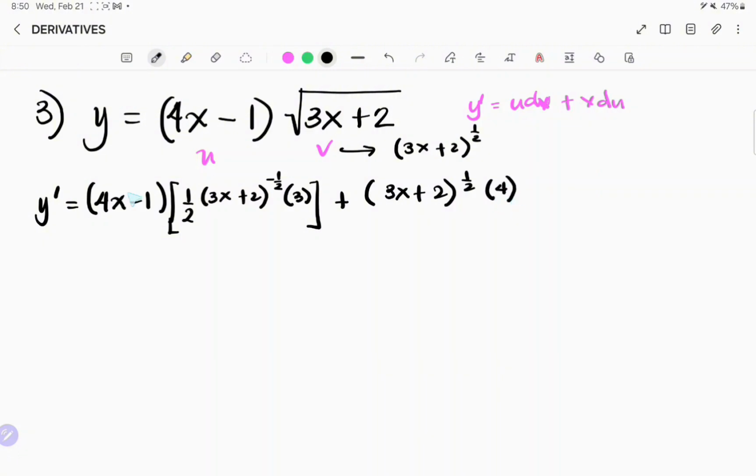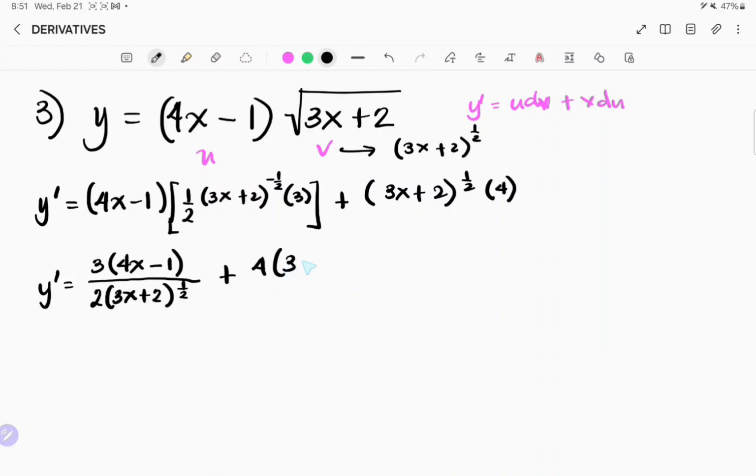So let's simplify the whole first term. Y prime is equal to, so we have our denominator here, 2, and we know that the exponent of 1 half is negative. We have to put it down in the denominator. So we have a fraction here, 2 times 3x plus 2 raised to a positive 1 half of our exponent. We still have 3 here, so I'm going to put it here in front and multiply it by 4x minus 1. While our second term is just 4 times 3x plus 2 raised to positive 1 half.